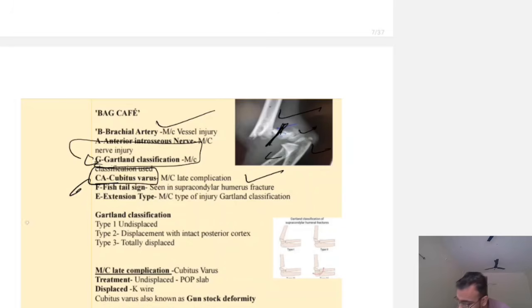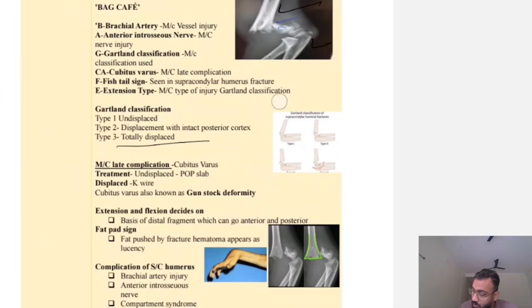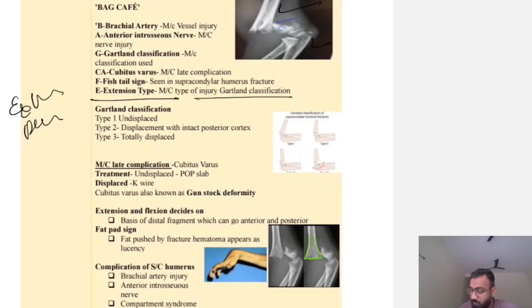Type 1 is the fracture is undisplaced fracture in supracondylar humerus. Type 2 is posterior cortex is intact, but anterior cortex is separating. Okay, and type 3 is totally displaced. Okay, and you can see there is an extension type. It is the most common type of injury in Gartland. There are two types: extension type or flexion type.